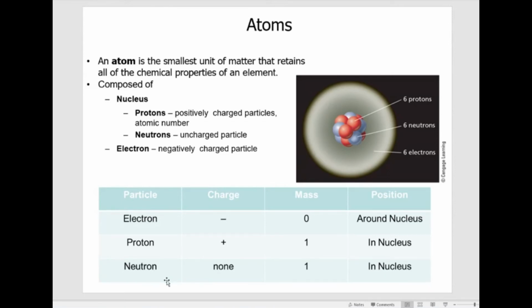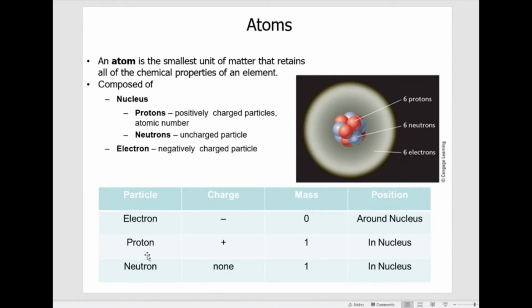They stay neutral. I'll tell you that each atom is electrically neutral. So that means the negative charges carried by the electrons have to be equal to the positive charges carried by the protons.